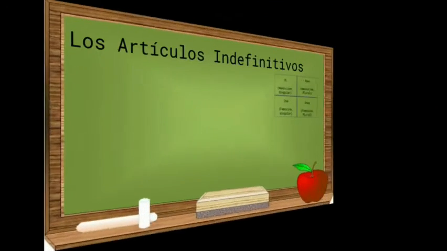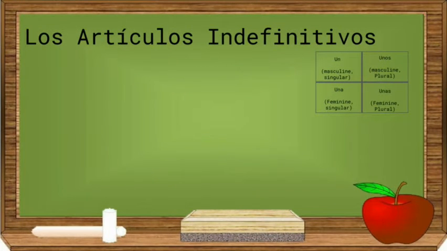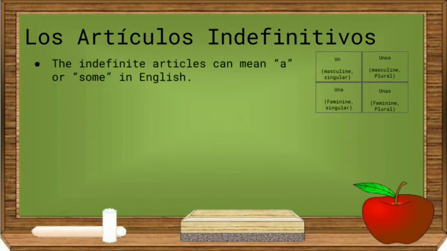A few notes about the indefinite articles. The indefinite articles can mean a or some in English. For the most part, it just means a. But when you have the plural form, many times you want to switch to some. So a marker, some markers. A pen, some pens.